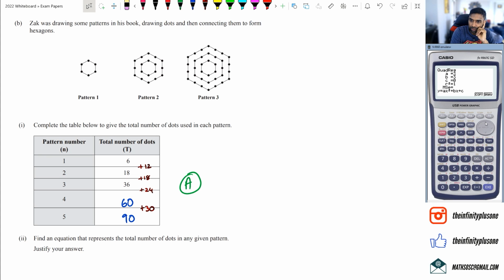x squared is 4. Yeah, there you go. That right there is going to get me the correct formula, which is y equals 3x squared plus 3x. And looking at the answer schedule, this is worth a merit straight away. Now you can actually do this the long method, which I'm going to try and attempt right now.